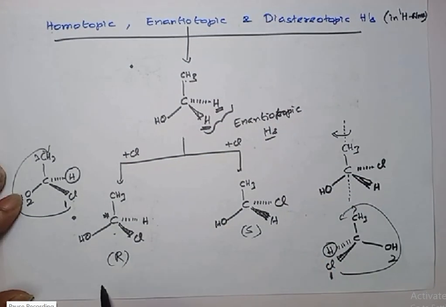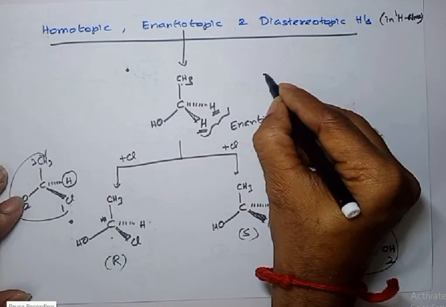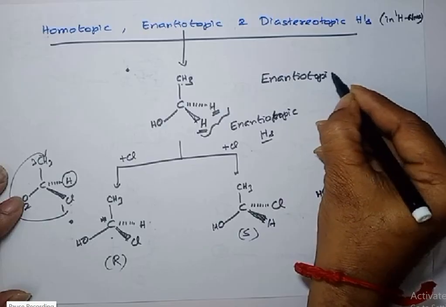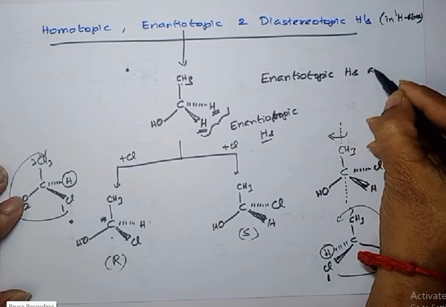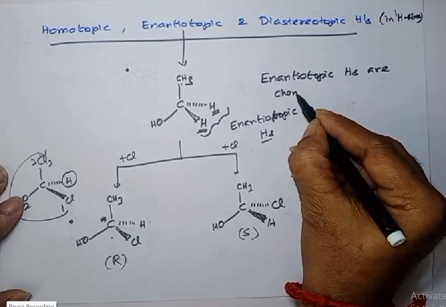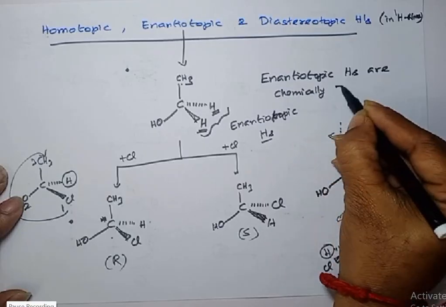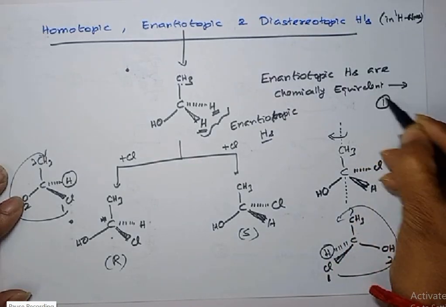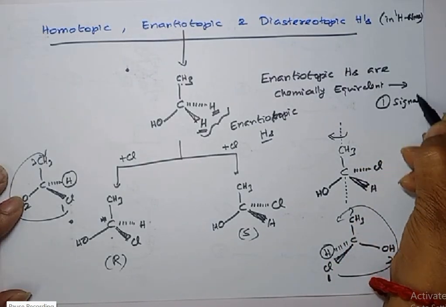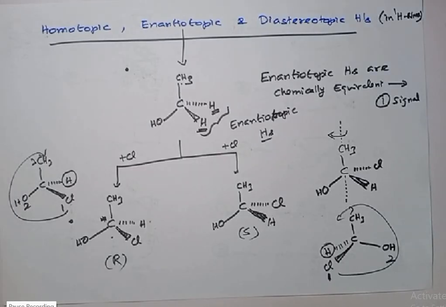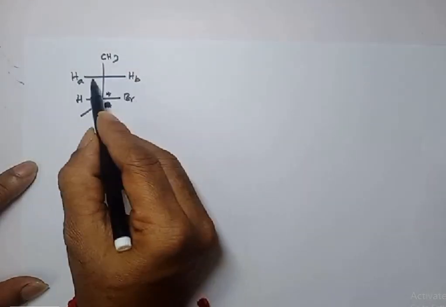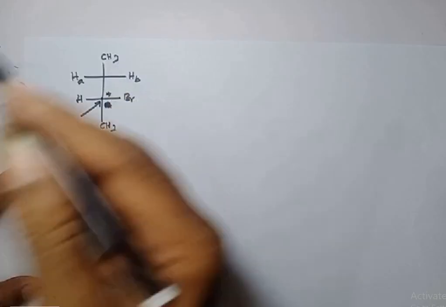Let me write here: enantiotopic hydrogens are chemically equivalent. They are chemically equivalent, so they will give one signal in NMR. Enantiotopic hydrogens will give one signal in NMR. Now our goal is to find whether these two hydrogens are enantiotopic, diastereotopic or homotopic.